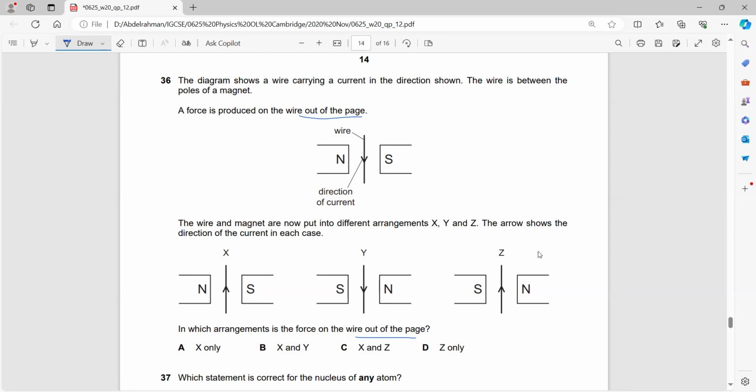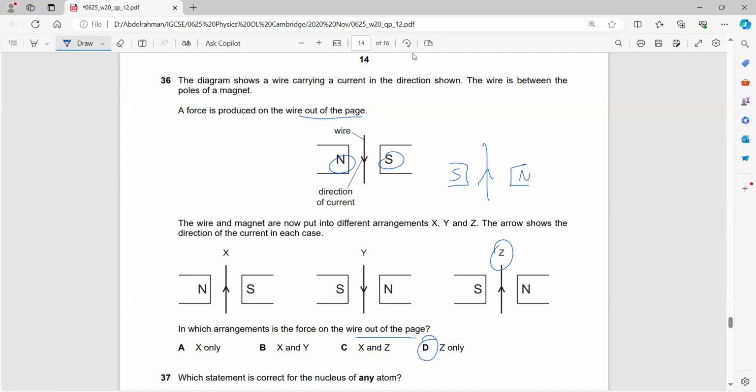If I change the arrangements, how can I change them so that the force would still be out of the page? For the force to remain out of the page, you need to both change the magnetic field direction. It needs to be south and north. And you need to change the direction of the current. So the current needs to be upwards, and it needs to have a south and north magnetic field. So only in Z.